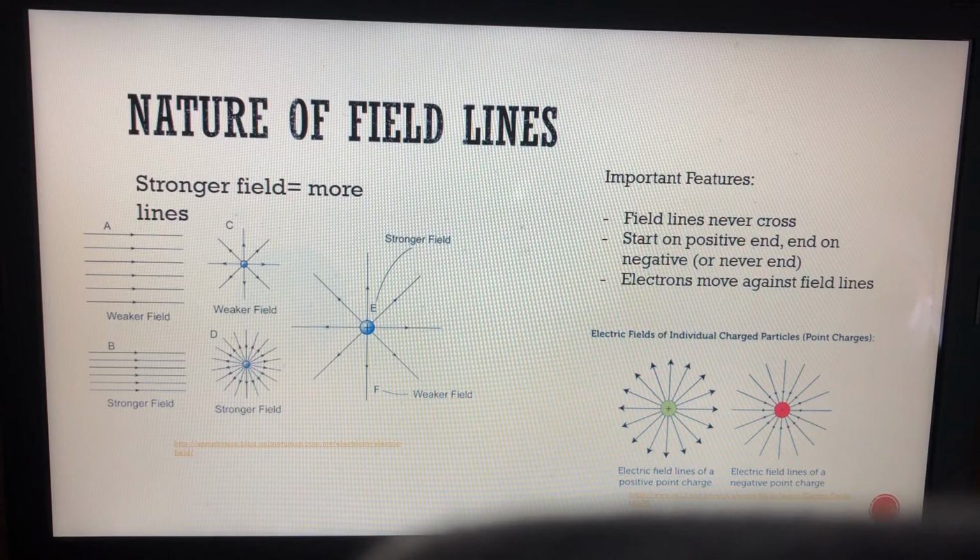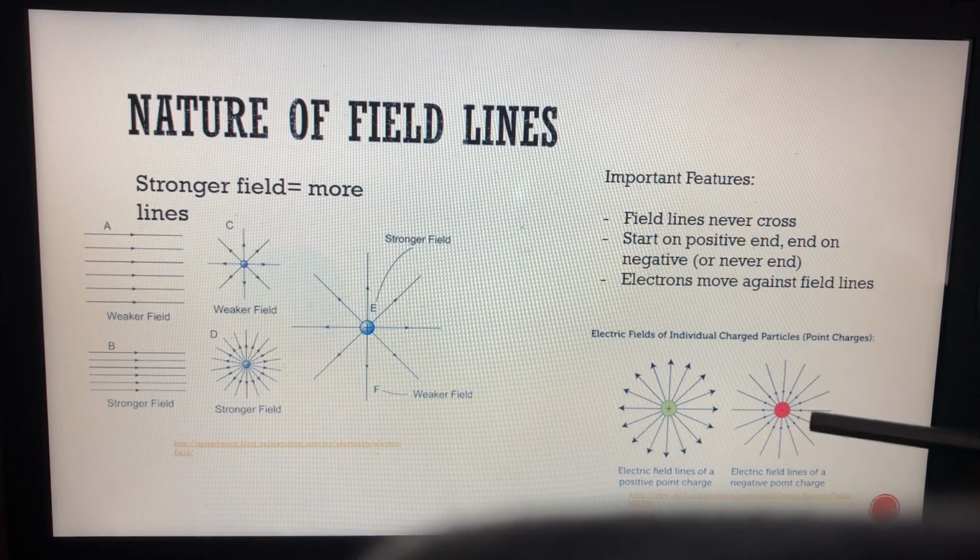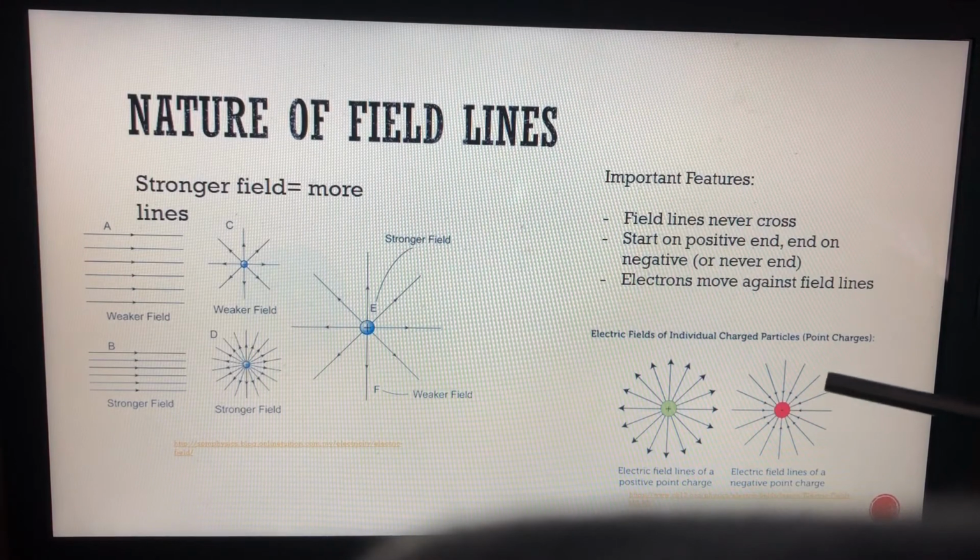On that same train of thought, an electron would move against the arrows of the field lines towards the positive charge. This also makes sense because opposite charges attract. Lastly, we can see in this illustration that negative point charges have electric field lines that point inward.